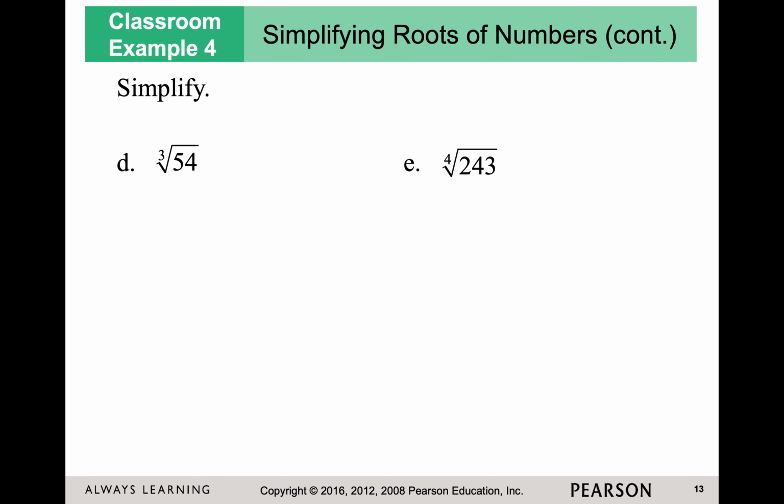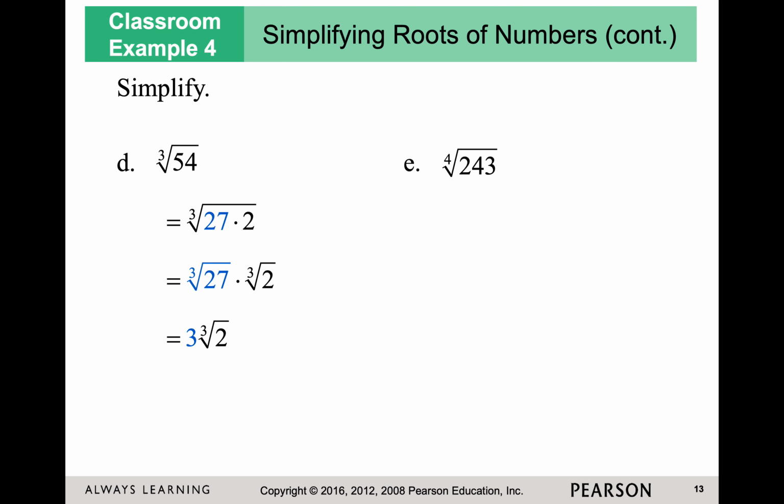54, the cube root of 54 is a little different. We're looking for perfect cubes. So 2 cubed is 8, 3 cubed is 27. Is 54 divisible by 8, divisible by 27? It's divisible by 27. I break it up into 2 cube roots. I know the cube root of 27 is 3. This is going to take some guess and check work in the calculator.